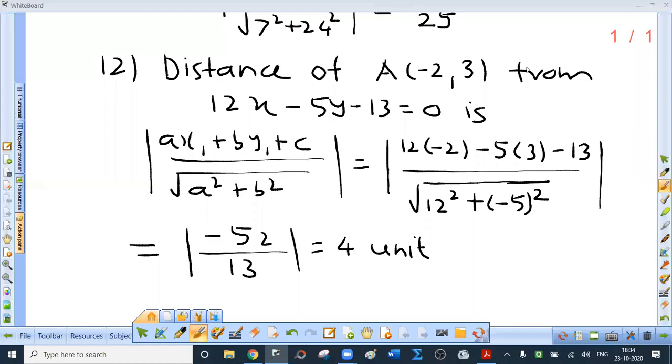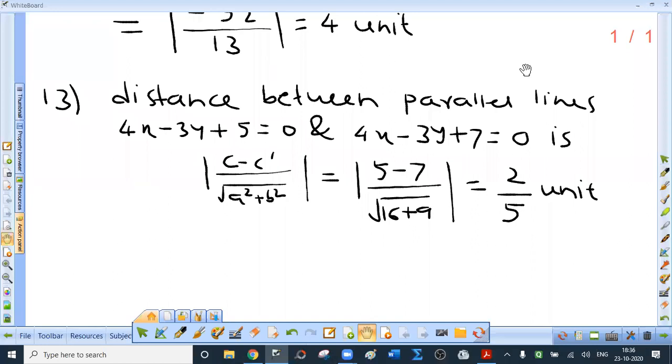Sum number 12. Find the distance of the point A (minus 2, 3) from the line 12x minus 5y minus 13 equal to 0. So what is the formula? Mod of ax1 plus by1 plus c upon root a square plus b square. You should be able to write the values. What does a stand for? Coefficient of x in the equation of line, 12. x1 is x coordinate of the point from which perpendicular is drawn. B is coefficient of y in the equation of line. y1 is y coordinate of the point from which perpendicular is drawn, and c is constant. Okay, so you get 4 unit.